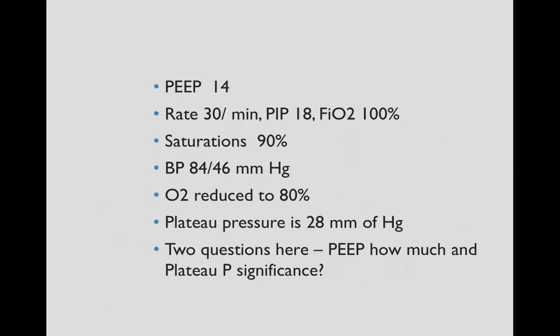So we are on a PEEP of 14, a rate of 30, a PIP of 18, oxygen is 100%. That's a lot of oxygen, and oxygen we know is toxic for the lung. The plateau pressure is 28 millimeters of mercury. We have two questions here. How much PEEP, and what is the significance of this plateau pressure?